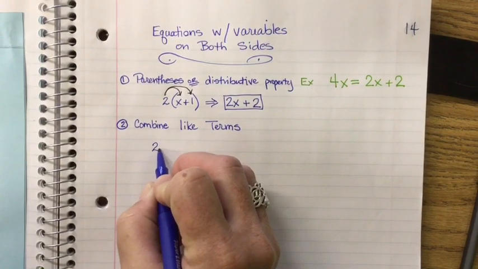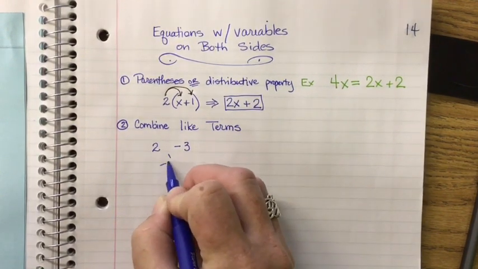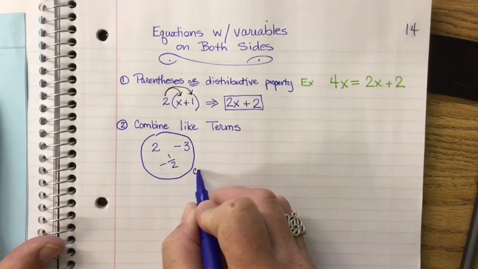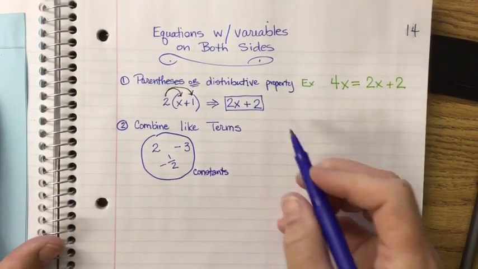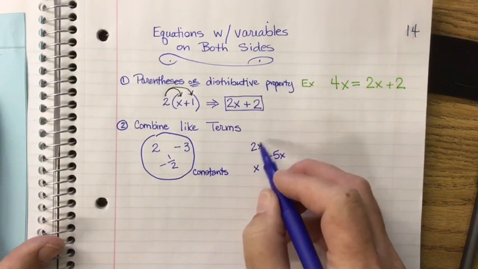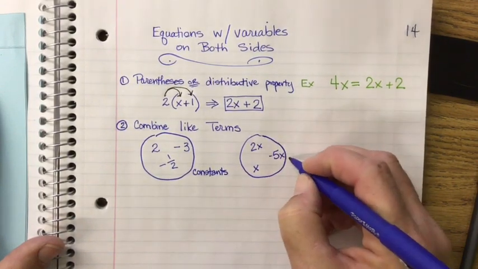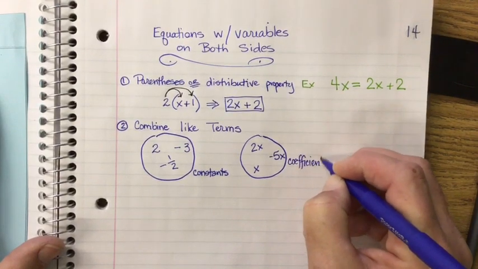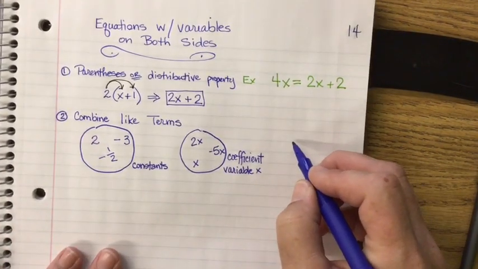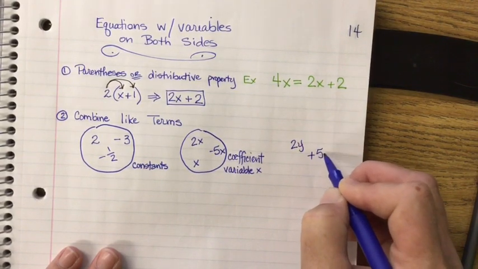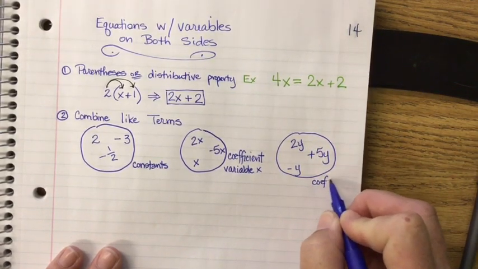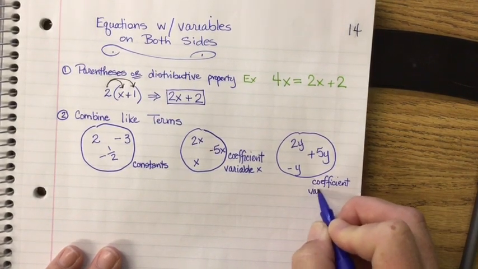For example, all the constants, if you had a 2, -3, or -1/2, these are all like terms, okay? They're all constants. Then you had maybe 2x, you have 5x, it could be negative, or just x by itself. These are a coefficient with the variable x. And then some other like terms might be, let's say 2y or 5y or -y. These are a coefficient with the variable y.